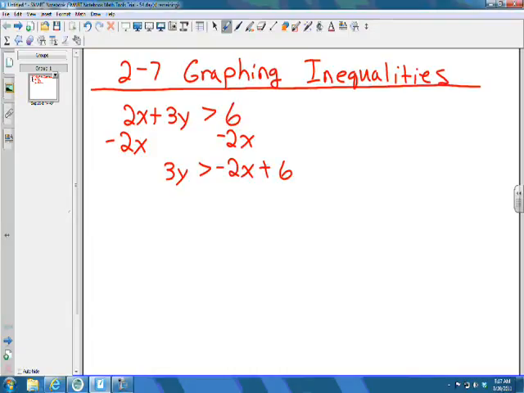So then how do we finish solving for y? Divide by 3. Divide everything by 3. Now you still have to remember, what if we would have had negative 3y? You still have to remember you would have flipped that inequality sign. If you multiply or divide by a negative, you would still flip the inequality.